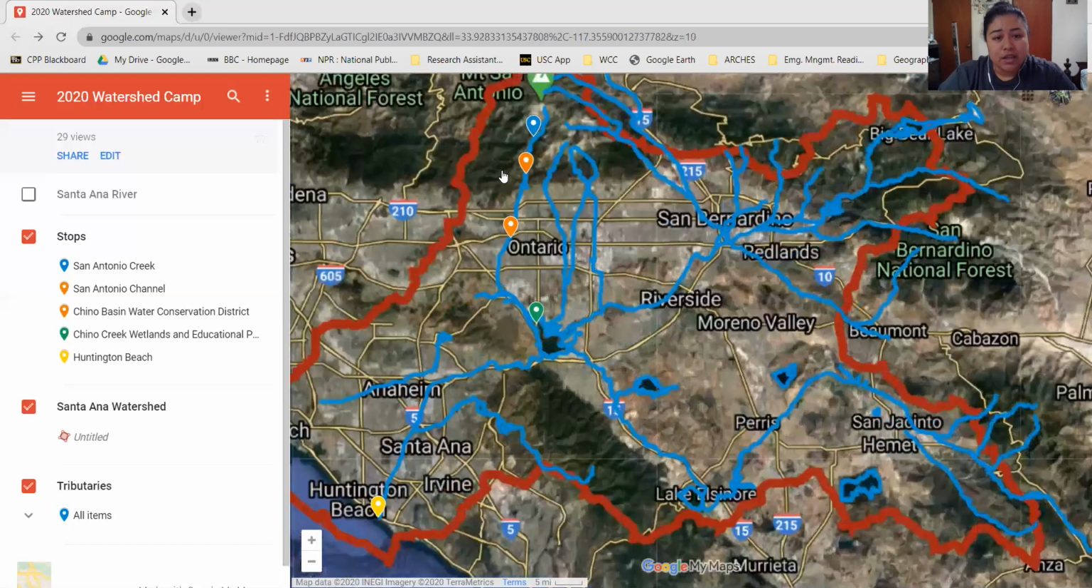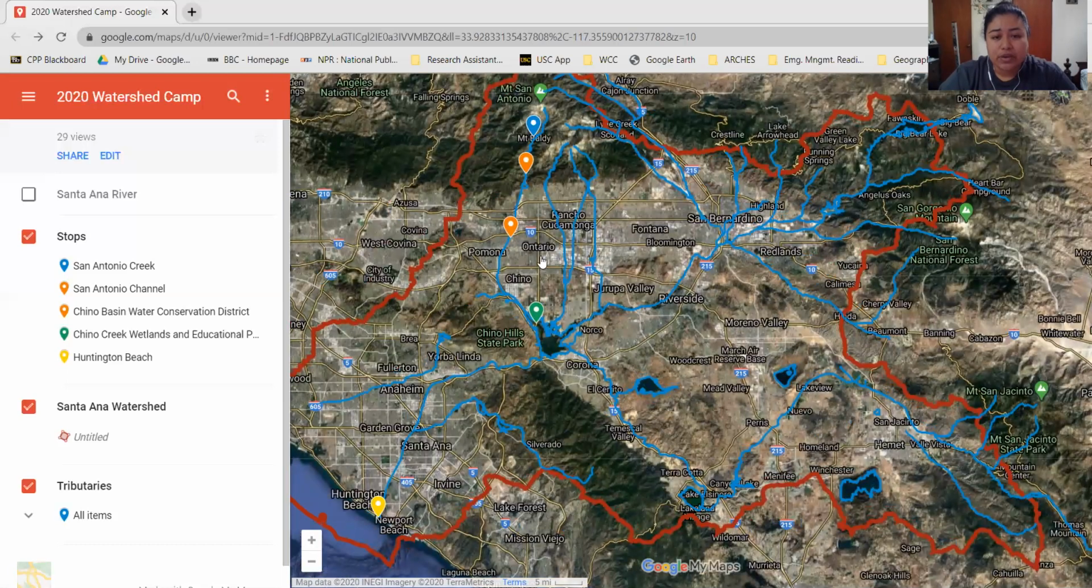I mean, look at this. Here's Chino, here's Ontario, here's Pomona, here's Rancho Cucamonga, right? So there are a lot of cities within this watershed. There are a lot of people and animals and insects that rely on the water in the Santa Ana River watershed. And so that is why it is very important that we are watershed stewards, because whatever we do upstream, whatever we do up here is going to affect what happens downstream, down here.